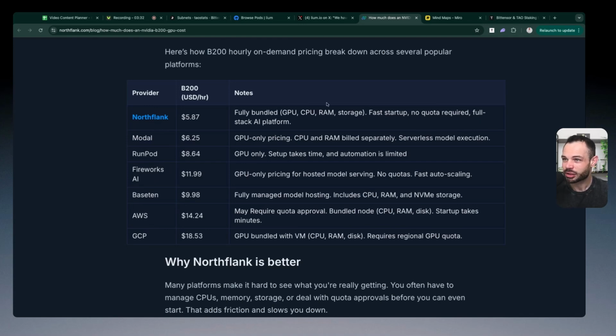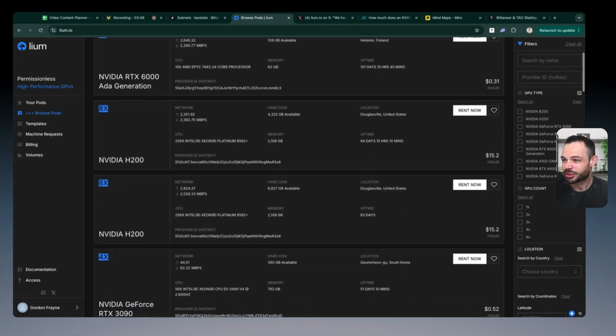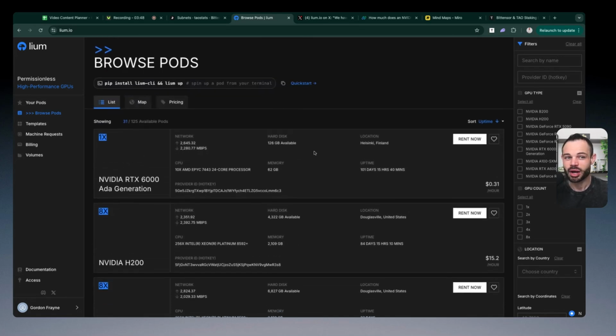That is a phenomenal cost saving and just goes to show you why so many people are flocking to use these decentralized compute GPU providers in a decentralized manner. Okay, anyone wanting to rent compute power is able to do so directly over here on Lium.